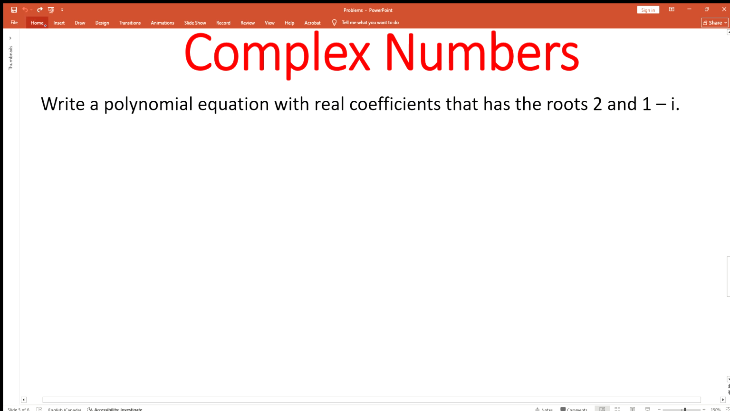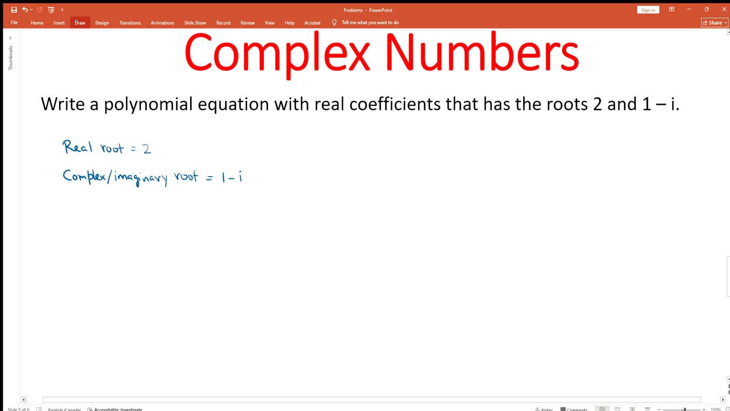The first given root is 2. This is a real root of the polynomial. The second given root is 1 minus i. This is a complex or imaginary root of the polynomial. As per the problem, we have to write a polynomial equation with real coefficients.